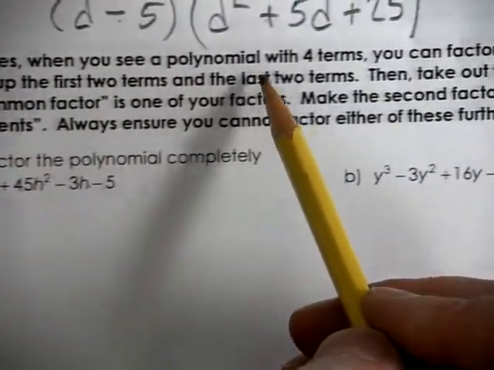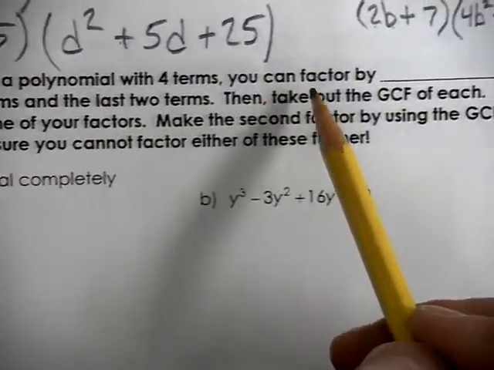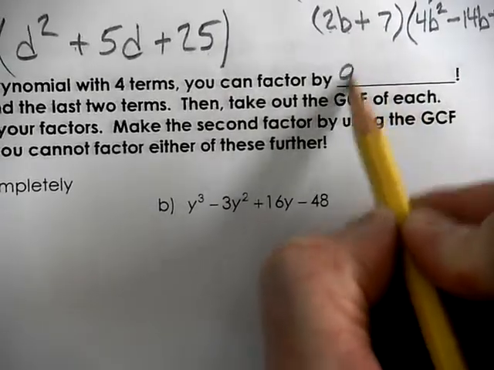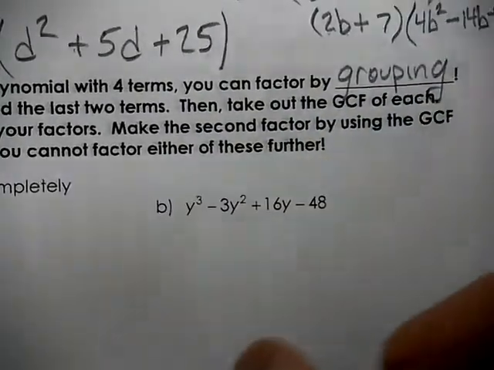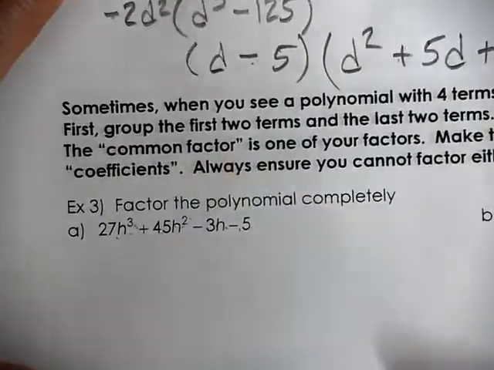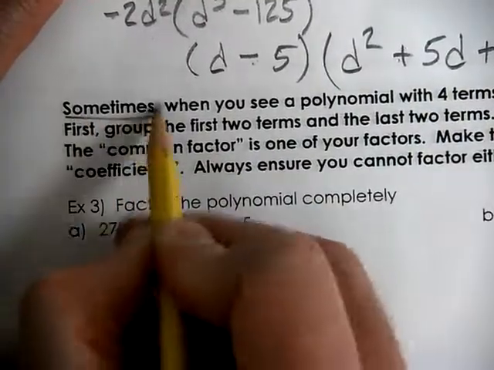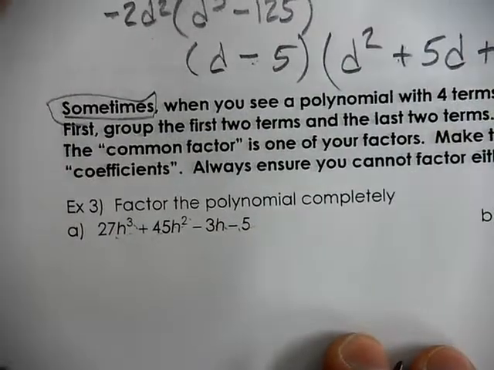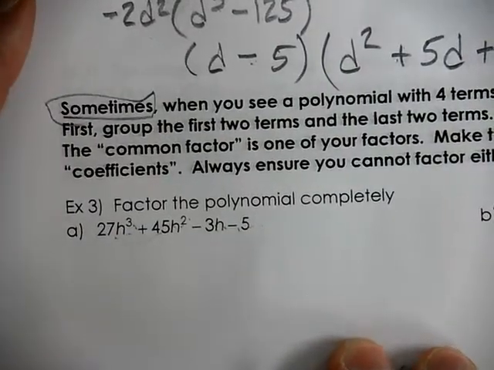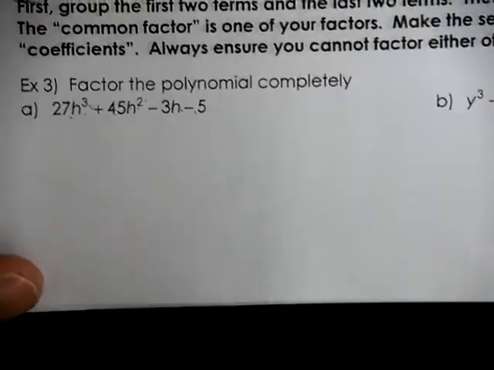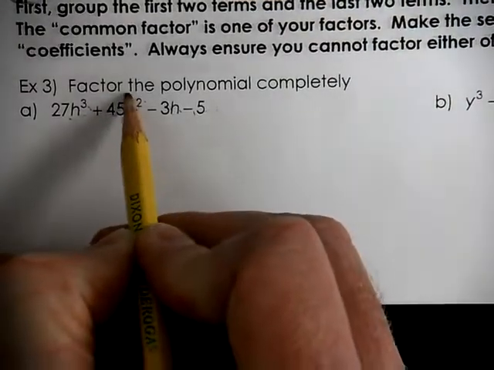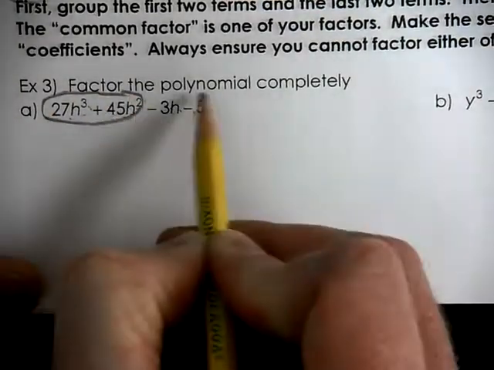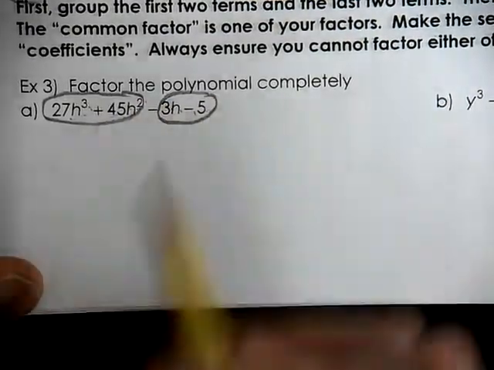Sometimes when you see a polynomial with 4 terms, you can factor by grouping. And the key thing that I'm trying to show you is that it is sometimes. Not every time can you factor by grouping, but sometimes you can. So let's find out if this can be factored by grouping. So we circle our first term. You guys have all factored by grouping before.